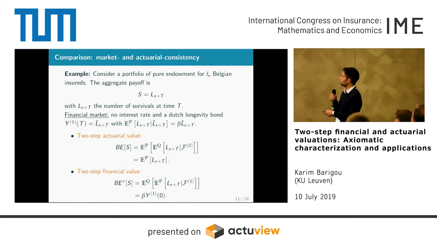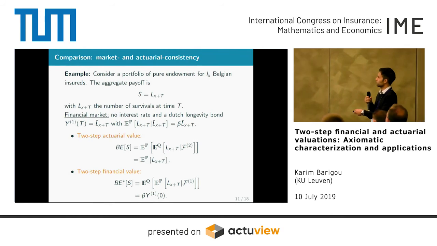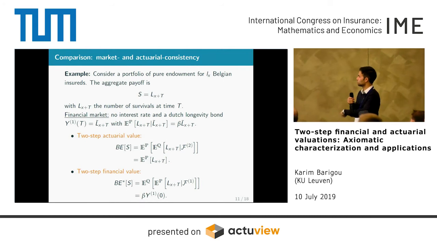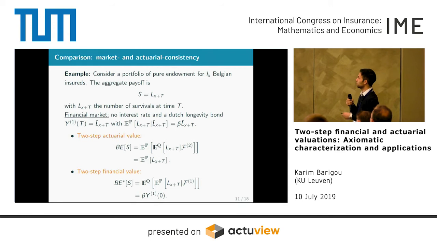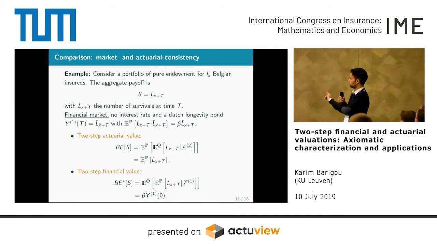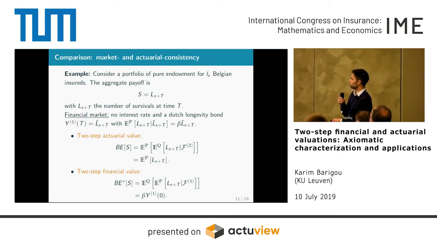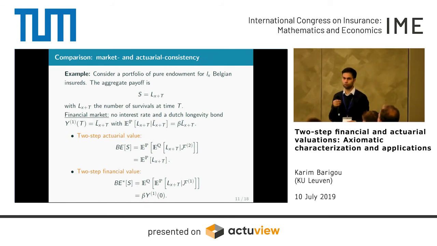Then typically, if you apply the two-step actuarial valuation, you would easily find that you have the expectation under P, so that's the classical best estimate, that's what you would obtain with your mortality data. But then if you would apply the two-step financial valuation, so you invert expectation under Q and expectation under P, and you condition on the financial event, then in fact you would find that this is not the expectation under P, this would be a certain proportion of the Dutch longevity bond.